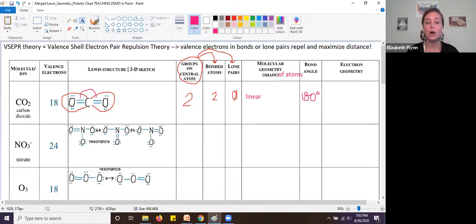How many groups are on the central nitrogen? Right, there are 3 groups on the central nitrogen. And are there any lone pairs, or are they all bonded atoms? Yeah, they're all bonded atoms on the central atom. 0 lone pairs. So let's take a look at what this looks like here.